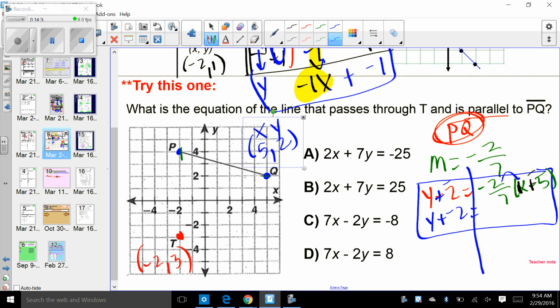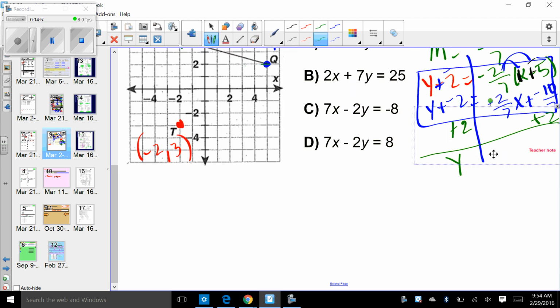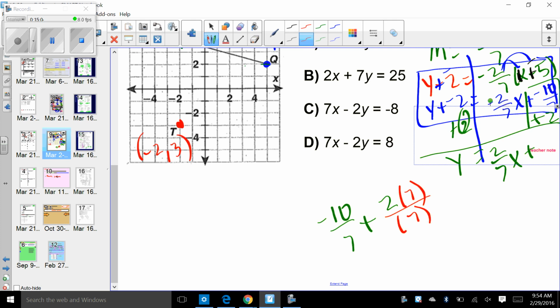Distribute to kill parenthesis. We get -2 sevenths, reattach the variable x. Distribute again is -10 sevenths. Working our way down this problem now. I'm going to add 2, copy, paste. So we end up with y equals 2/7 x plus, I have some work to do over here, that's -10 sevenths plus 2. Finding a common denominator there, I'm going to multiply by 7 over 7.